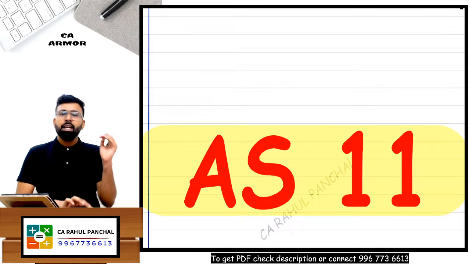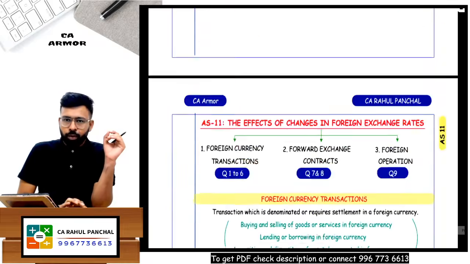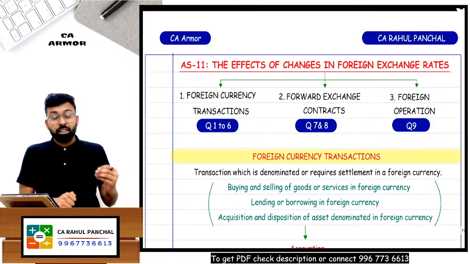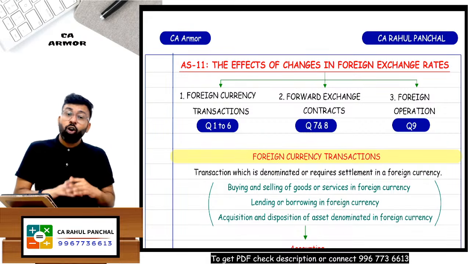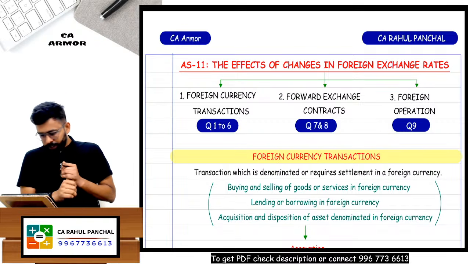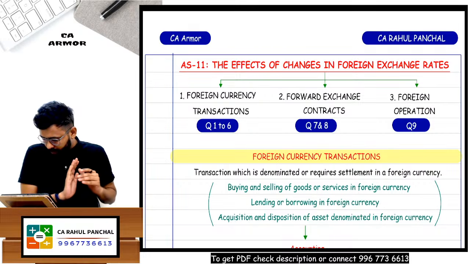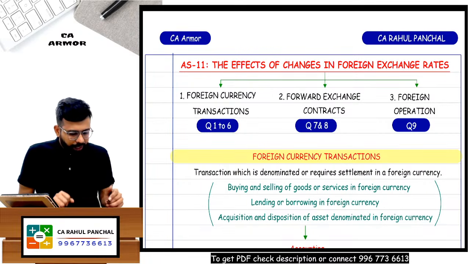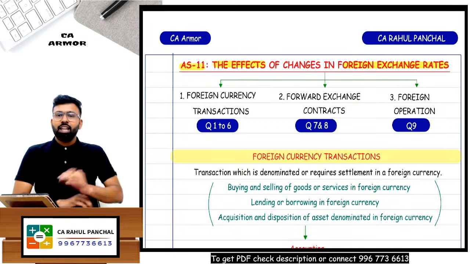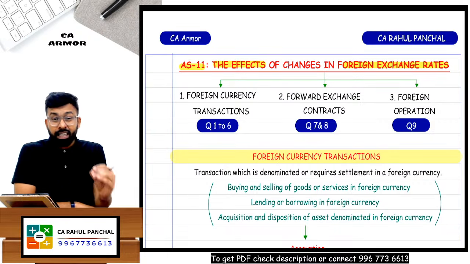Okay, now understand. If I talk about AS11, try to understand this here. First of all, what is the name of this standard? All questions of study material I am going to cover, and all the concepts we will try to cover. Yeah, let's start. So now if you understand this, what name is written: the effect of changes in foreign exchange rates. Now let us try to understand this standard AS11.